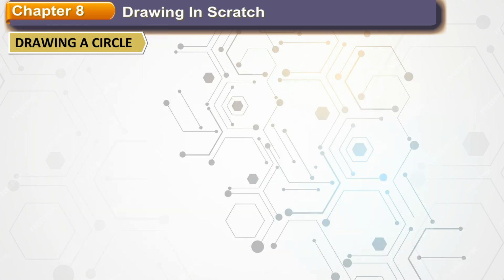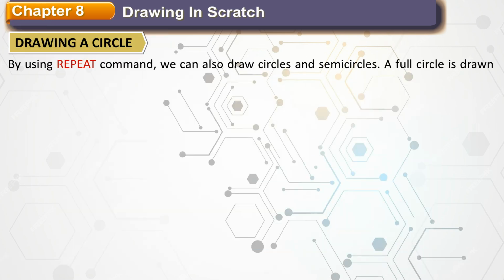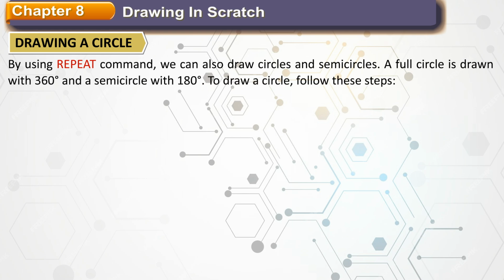Drawing a circle. By using repeat command, we can also draw circles and semicircles. A full circle is drawn with 360 degrees and a semicircle with 180 degrees. To draw a circle, follow these steps.